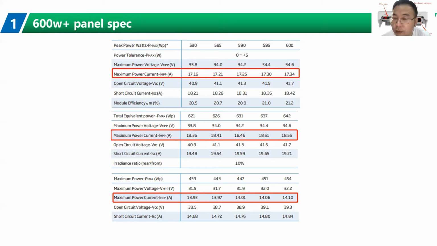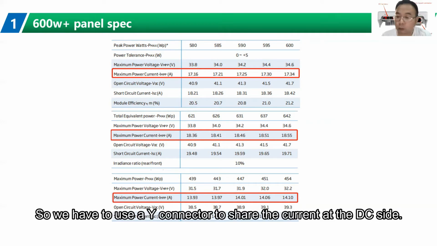Do you know? Can you catch me? They have the same voltage, but double the current. So we have to use a Y connector to share the currents at the DC side.